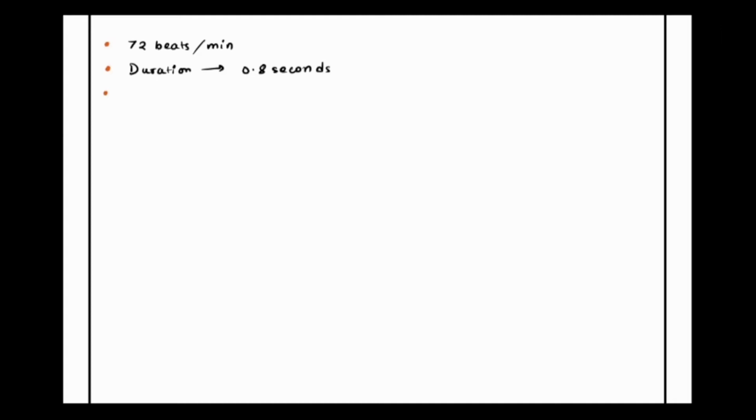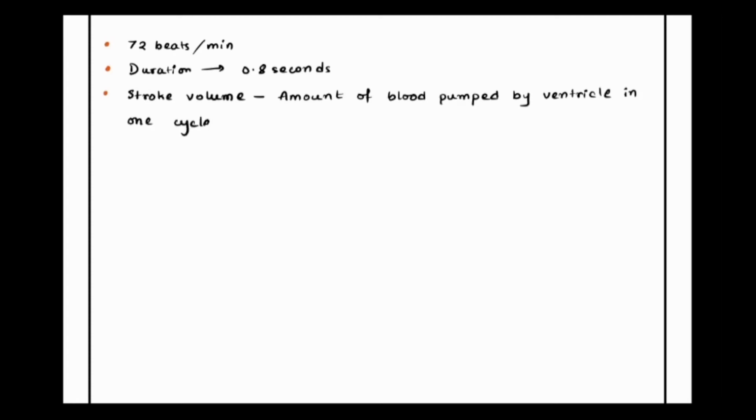The next thing that you need to know is something called the stroke volume. The stroke volume is the amount of blood pumped out by the ventricle in one cycle, and this is about 70 milliliters of blood that is pumped out.